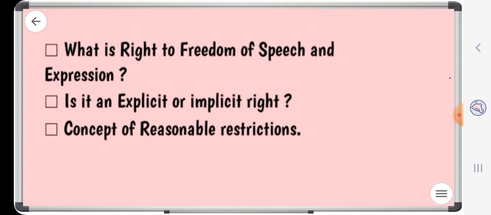So it is important that we understand the landmark judgments in India so that we can further comprehend the scope of Article 19 and the right to freedom of speech and expression, and how far it can go and to what ambit it can be extended. So now we will move on to the landmark judgments in this scenario.